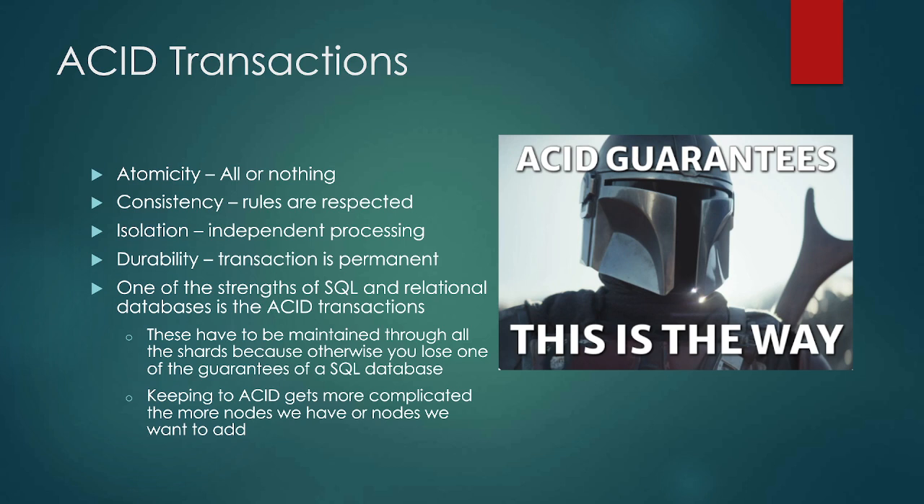So if we know that it's an atomic transaction, we know that it's all or nothing. Either everything happens or nothing happens. If it's consistent, we know that we've paid attention to the rules for the entire transaction. If we know that it's isolated, we know that this has been done independently, so we don't have to worry about this affecting other stuff. And if we know that it's durable, we know that this transaction has happened everywhere in a permanent way. This is one of the strengths of SQL and relational databases, these ACID transactions.